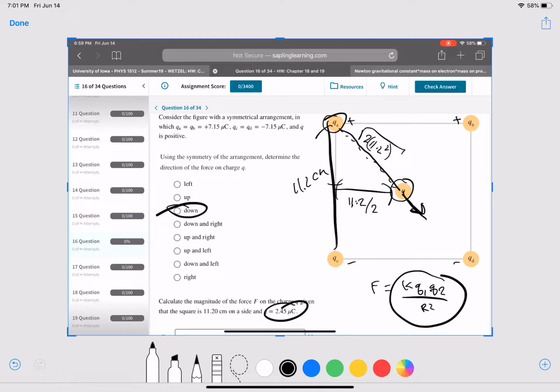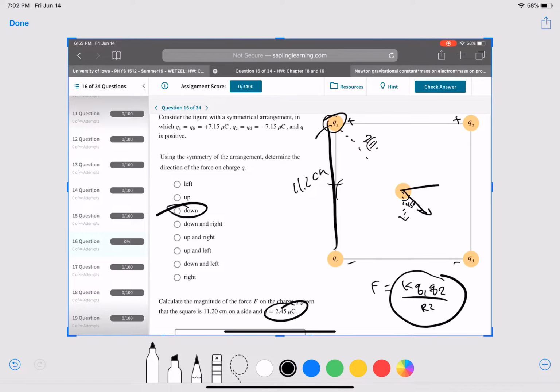Now, QB is the exact same force, so you don't have to recalculate it. And QC and QD are the exact same force. You don't have to recalculate because they all have 7.15 microcoulombs. So then what you need to do is recognize, if we just look at this one force, QA, what we care about is that component of it. And we know that this is a 45-degree angle because it splits this right in half.